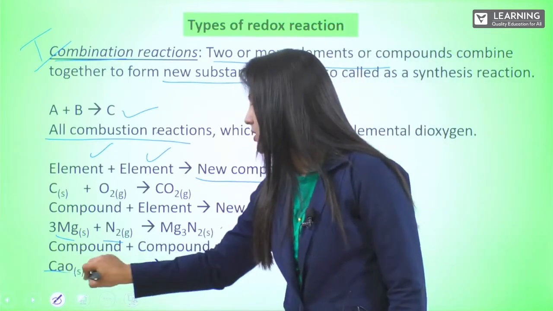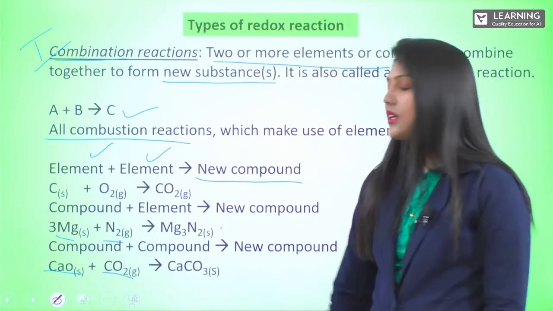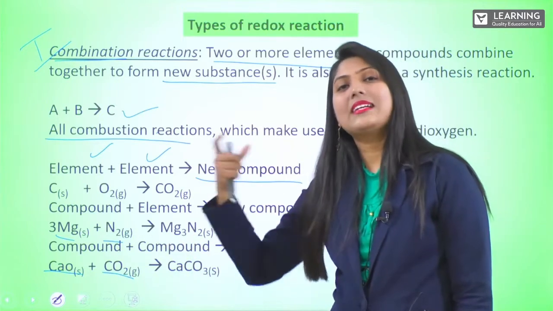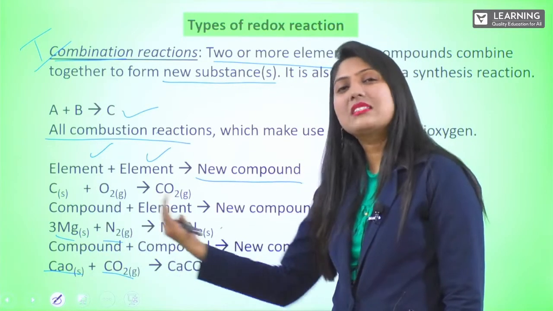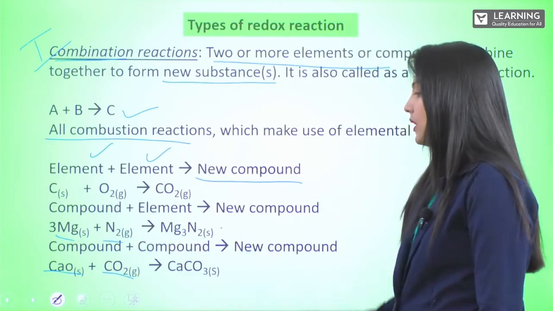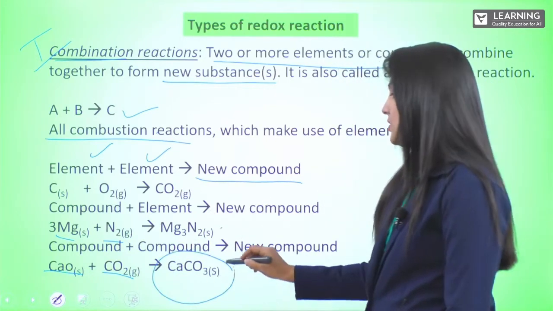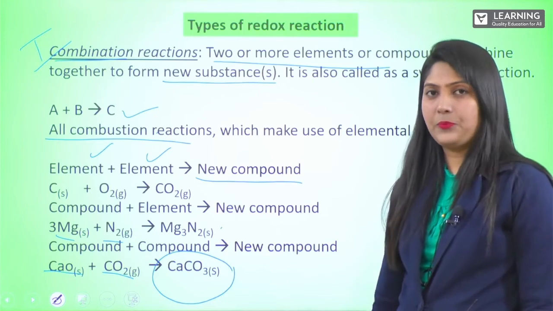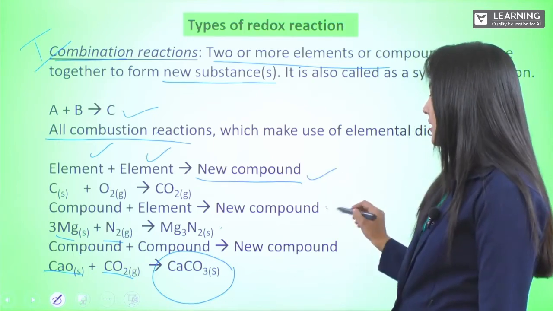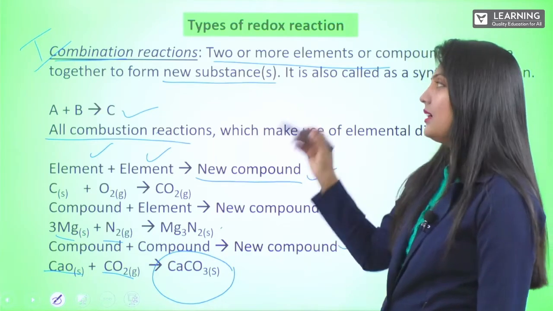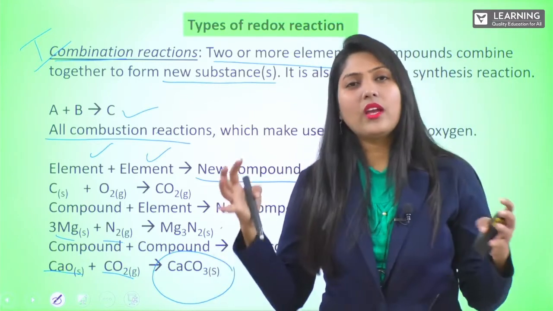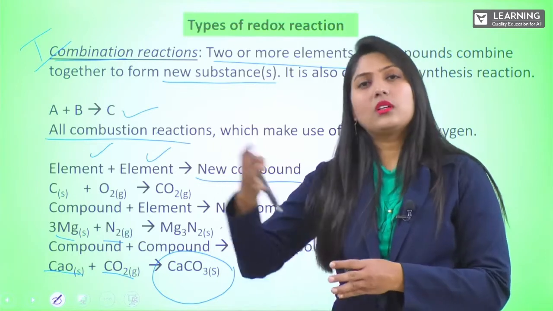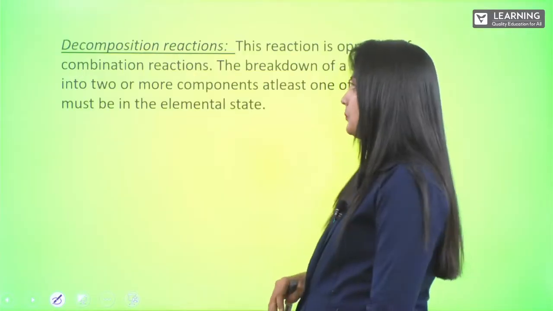Here we have calcium oxide, which reacts with carbon dioxide. Carbon dioxide is a separate compound, calcium oxide is a separate compound, and both of them combine together to give one compound, which is calcium carbonate. Understood? So these are the 3 things we can categorize in combination reaction. Generally, combination reaction is that where 2 or more combine together to give a new compound.